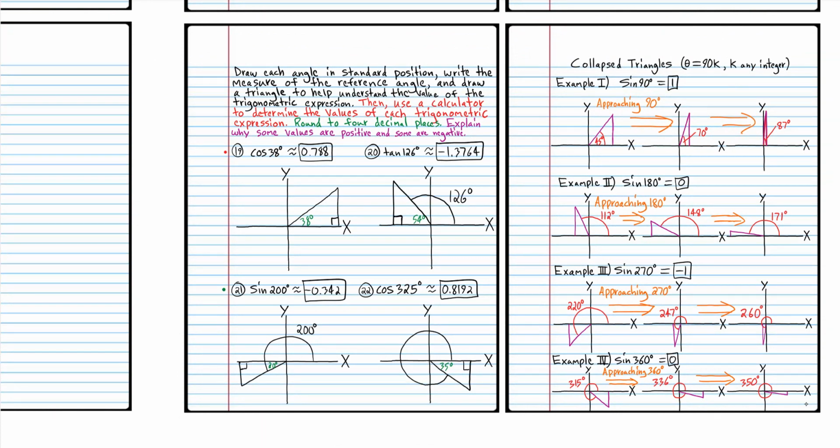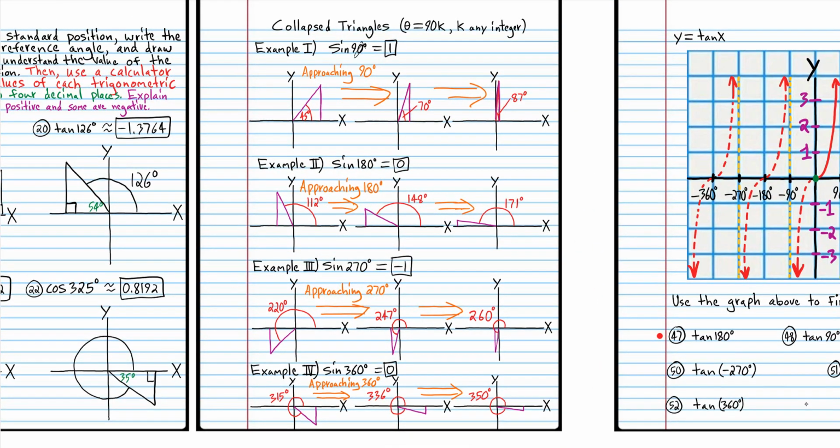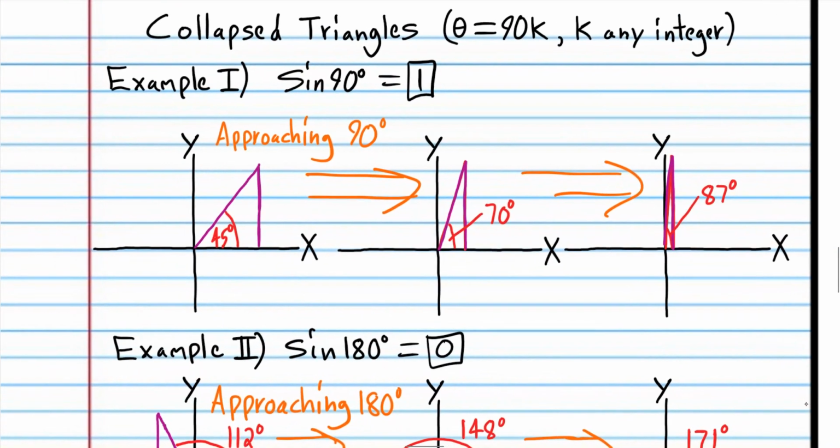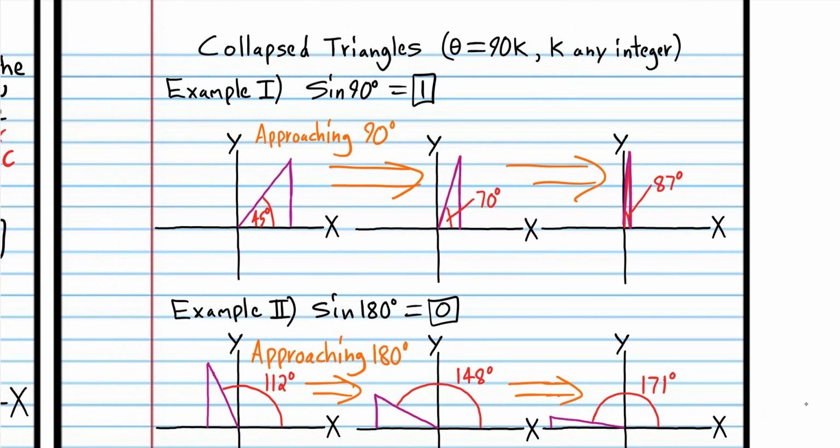So now we need to go to the situations where you have angles that are what we call quadrantal angles. 90, 180, 270, 360. Those angles are all multiples of 90. And in those situations, what happens is the triangles collapse. So for example, let's say your angle is approaching 90 degrees. So you got 45 degrees, then 70 degrees, then 87 degrees. Look what's happening to the triangle. It's collapsing. So when you get to 90, you have a collapsed triangle.